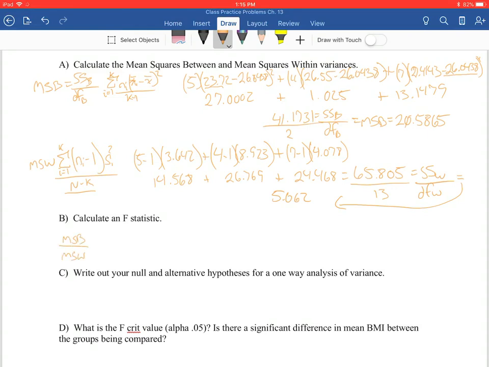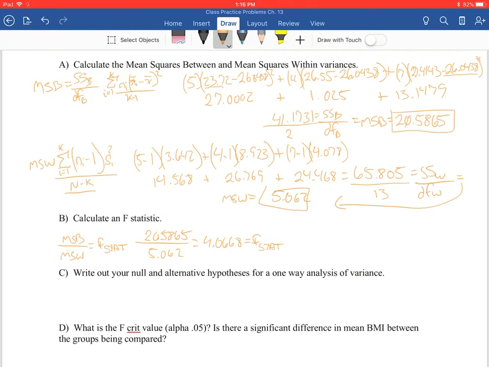So now we take both these numbers, our mean squares between over our mean squares within, and this is going to equal your F-stat. Our mean squares between was 20.5865, shown here, and this is divided by our mean squares within, 5.062, and you're going to get a value of 4.0668. That is equal to your F-stat.